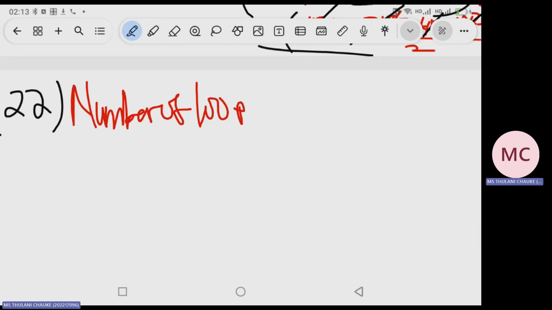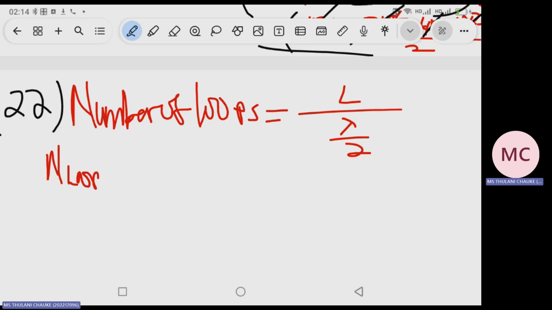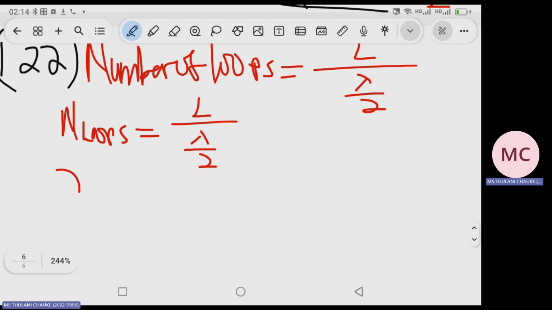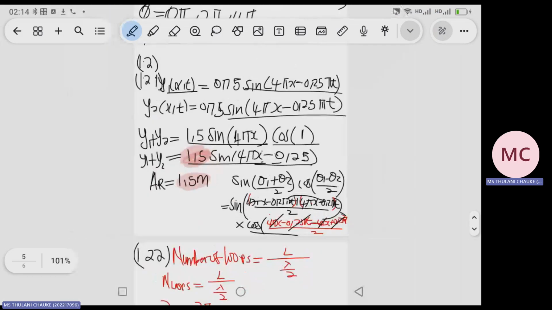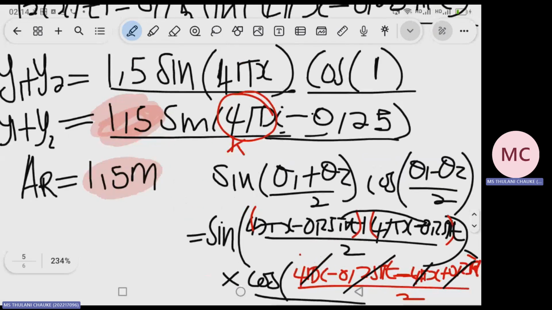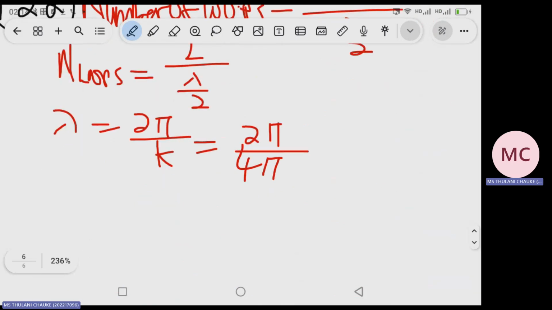The number of loops is given by length divided by lambda over 2. So you just have to know that the number of loops is given by that equation. Then what you will do is first calculate the value of lambda. Lambda, which is the wavelength of our string, will be 2 pi over k. What's the value of k in our equation? It's 4 pi. You can check there. This is our k, so we'll have 4 pi there. You can have 1 over 2 meters.